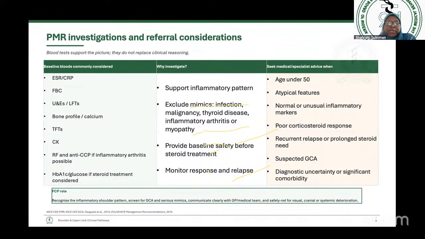Seek medical or specialist advice when the age of the patient is under 50, there are atypical features, normal or unusual inflammatory markers, poor corticosteroid response, recurrent relapse or prolonged steroid need, suspected giant cell arthritis, diagnostic uncertainty, or significant comorbidity.